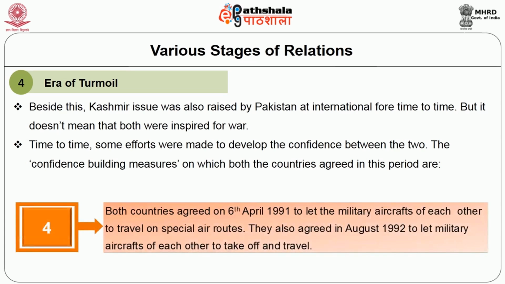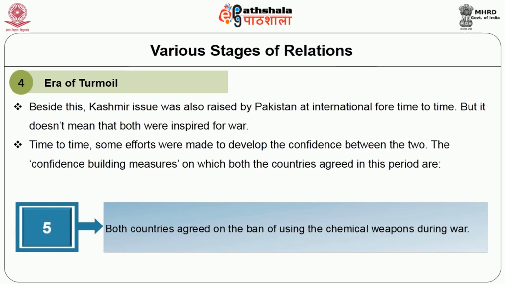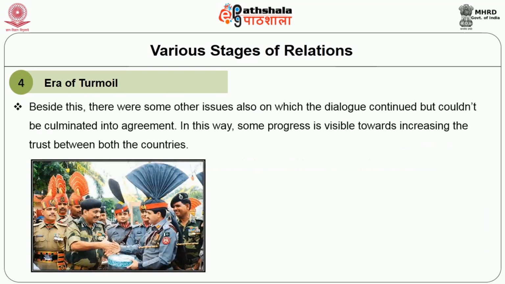Both countries agreed on 6th April 1991 to let the military aircraft of each other travel on special air routes. They also agreed in August 1992 to let military aircraft of each other take off and travel. Both countries agreed on the ban of using chemical weapons during war. Besides this, there were some other issues on which the dialogue continued but couldn't be culminated into agreement. In this way, some progress is visible towards increasing trust between both countries.